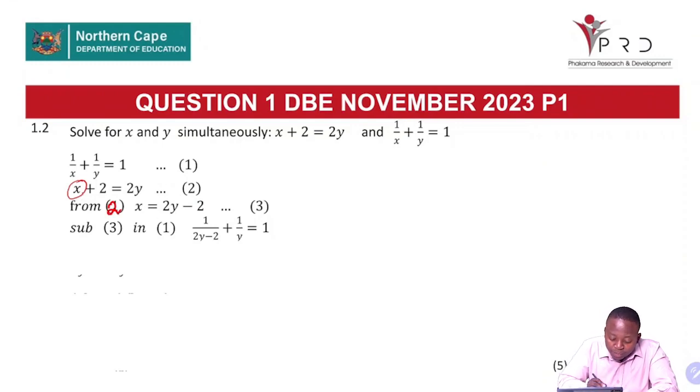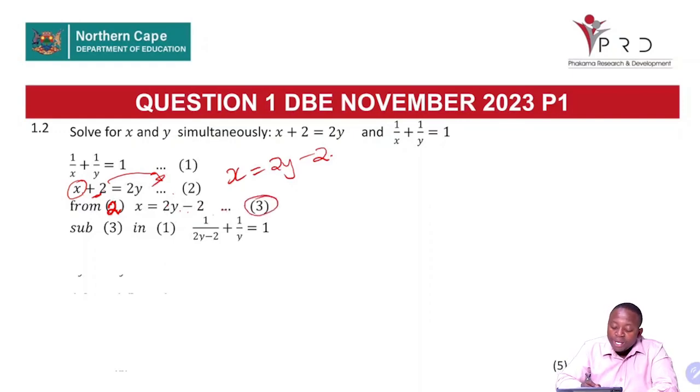So in this case, from equation number 2, what we do now is transpose this 2 to the other side. We have x is equals to 2y minus 2. We transpose this to the other side, it becomes negative 2. Then what do we now have? We have what we call equation number 3.